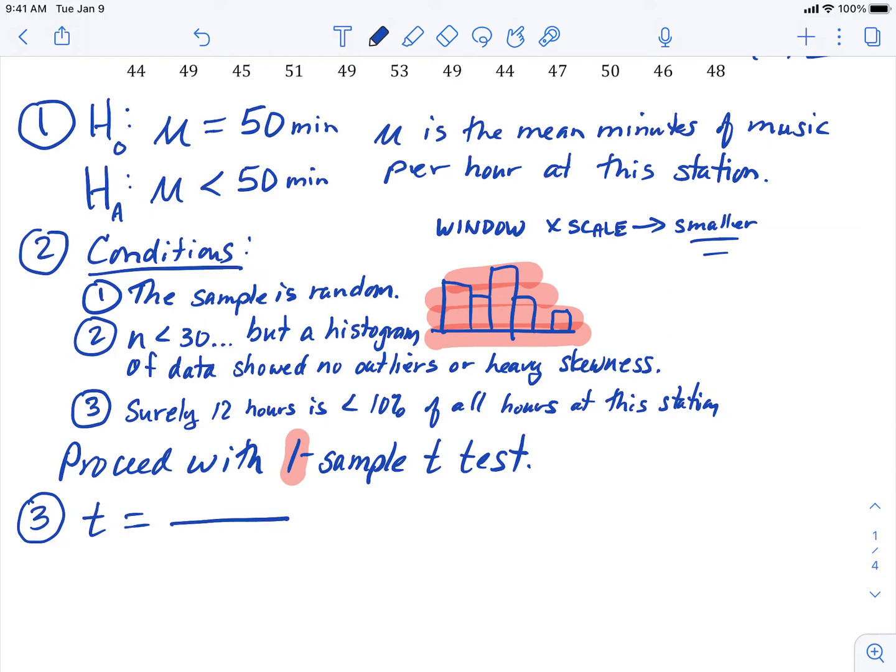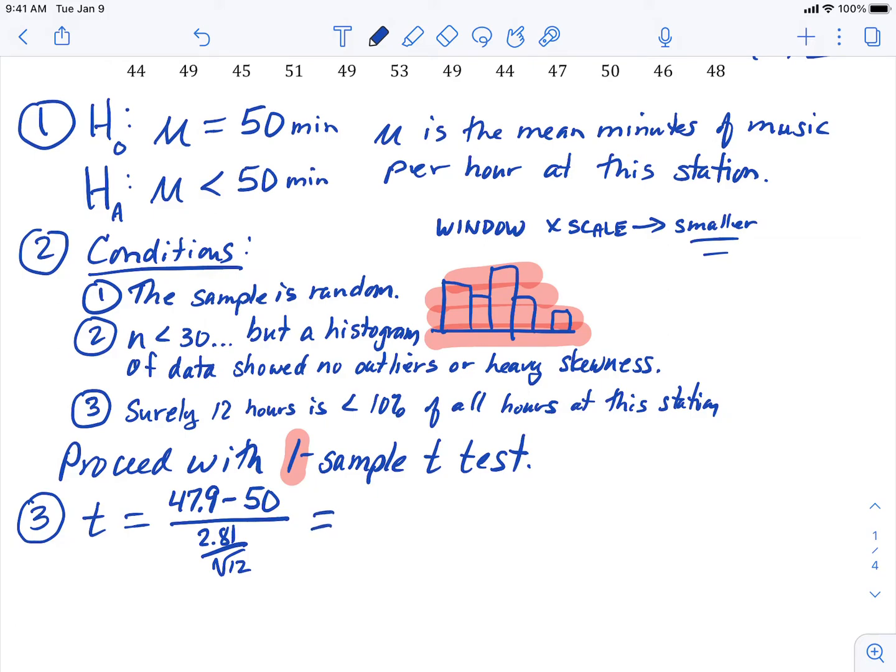Our sample mean was 47.9. That comes off of our calculator when we run the t-test. And we want to find out how far away that is from the mean. Well, the mean was assumed to be 50. But we want to find out what it is in a standard way. In other words, how many z-scores, how many standard deviations. So we have to divide by the standard error. The standard error is the standard deviation of the sample, which off the calculator was 2.81, and we divide by the square root of 12.